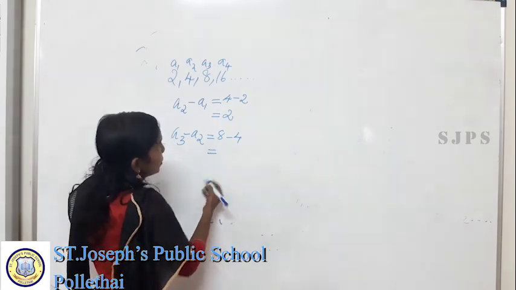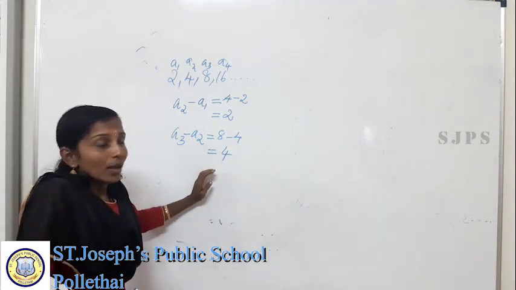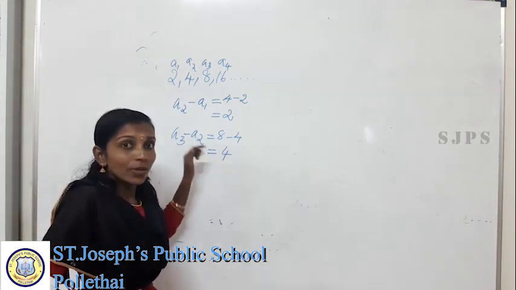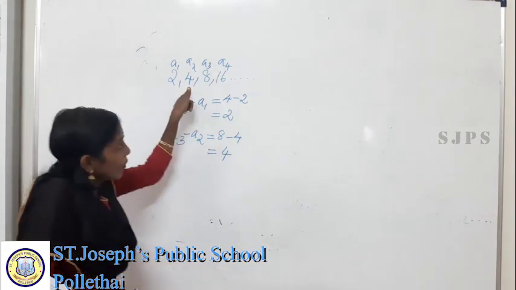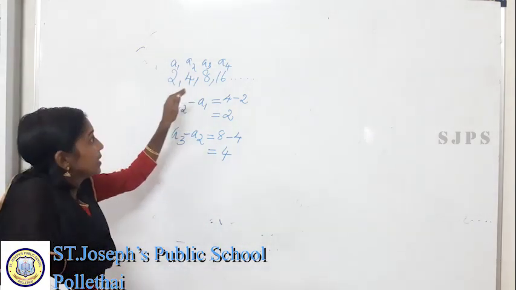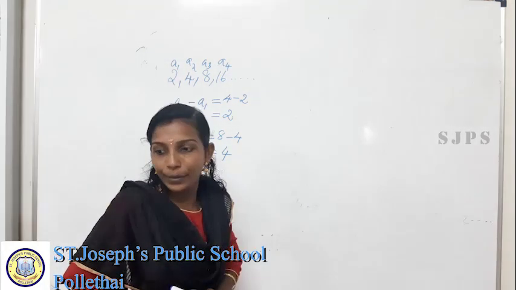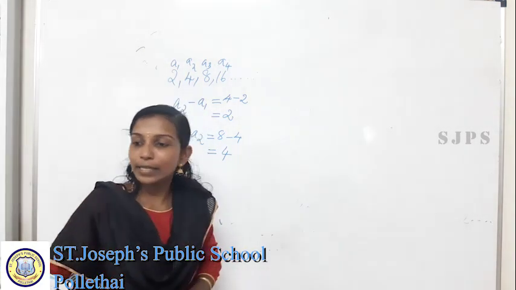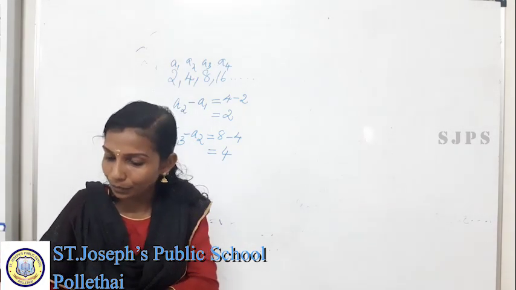It's equal to 4. Are these two equal? Here we don't get a fixed number or a common difference. Therefore, it's not an AP. That is, 2, 4, 8, 16 is not an AP. Okay, next we can discuss the next type of problem.